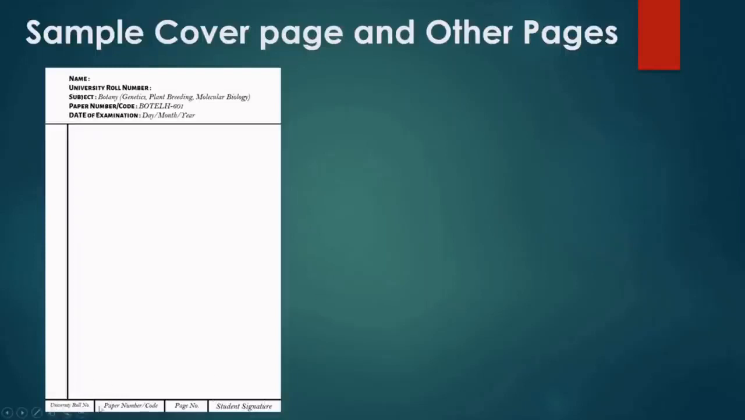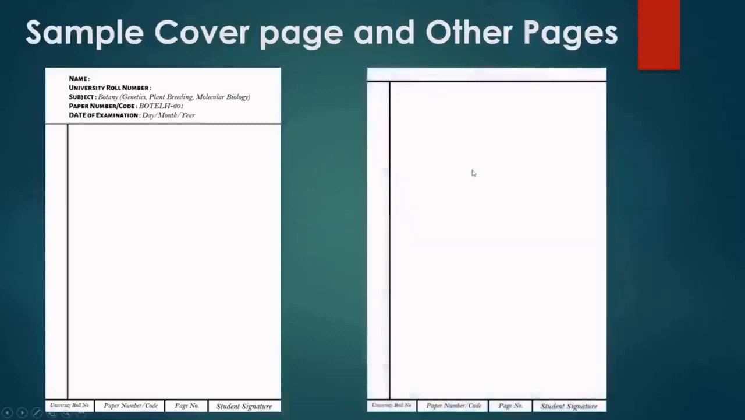You will have to make these boxes. The first box will contain your university roll number. The second box will contain the paper number and code. The third box will contain the page number. Since this is the cover page, this will be page number 1. And the last box will contain your signature. So this is about the cover page, and you're free to write your answers in this space.